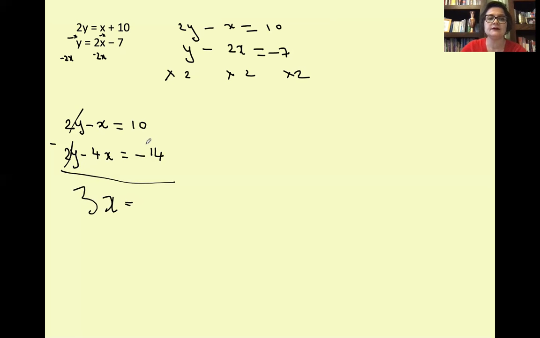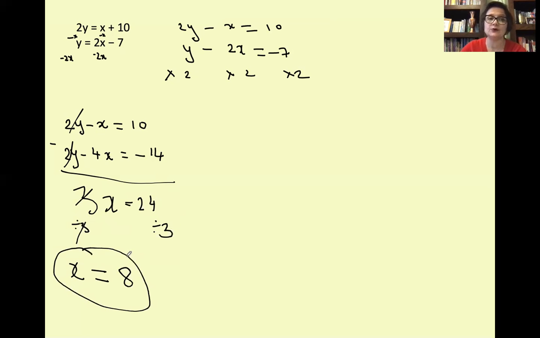And 10 minus minus 14 is the same as 10 plus 14. And so the answer is going to be 24. Divide by 3 both sides. Right, so the answer is x equals 8. 24 divided by 3 equals 8.